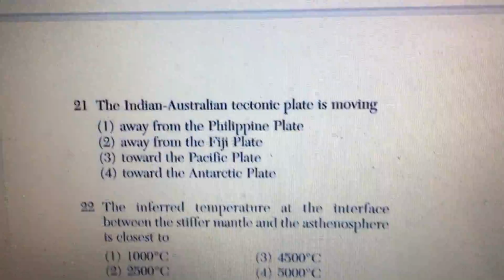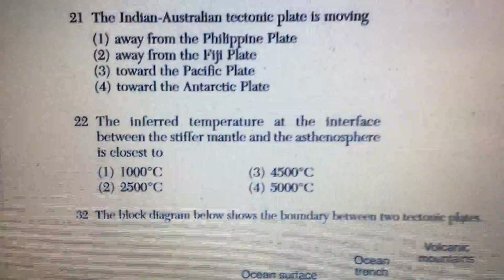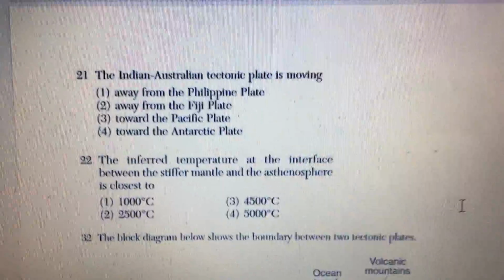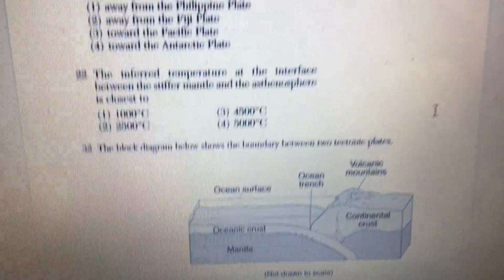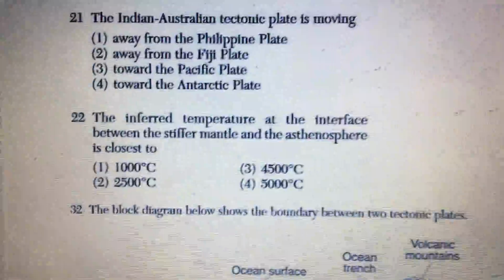Toward the Pacific plates. The inferred temperature. So this is a pretty simple, straightforward question. And again, it's a beautiful day outside. It's supposed to be nice. I know this online learning stuff is very frustrating. I'll try to keep the questions as simple as I can, like this.